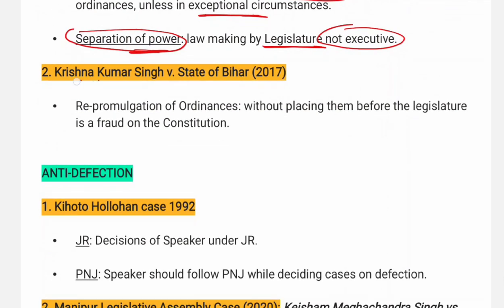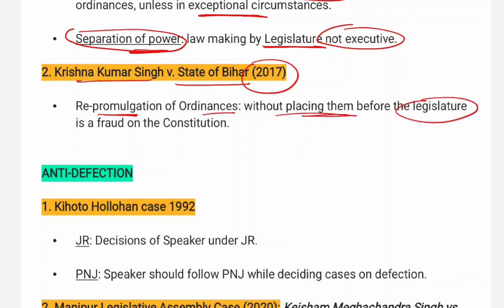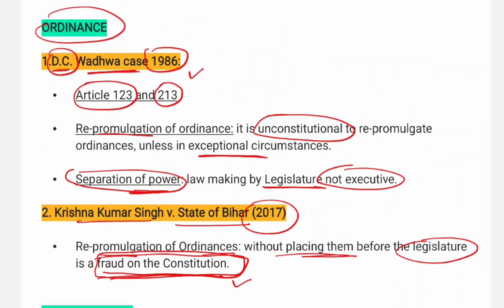The next important case is Krishna Kumar versus State of Bihar of 2017. In this case, Supreme Court reiterated the point on repromulgation, but gave a strong statement: when repromulgation of an ordinance is done without placing it before the legislature, to bypass the legislature, it is a fraud on the constitution. Please mark this word. This is the fraud on the constitution. This strong statement was given by Supreme Court. These two cases you can use related to the ordinance.